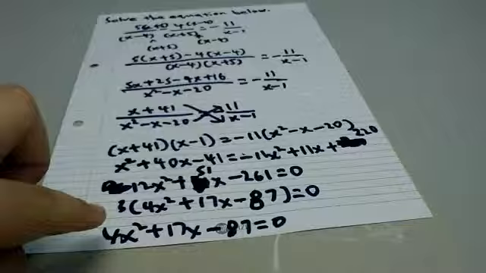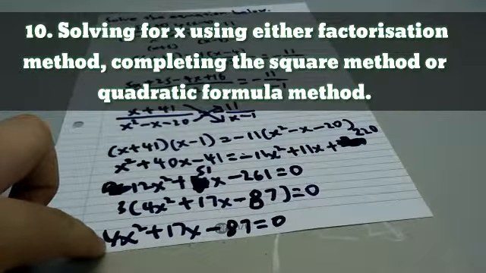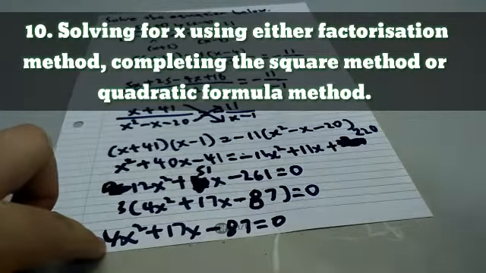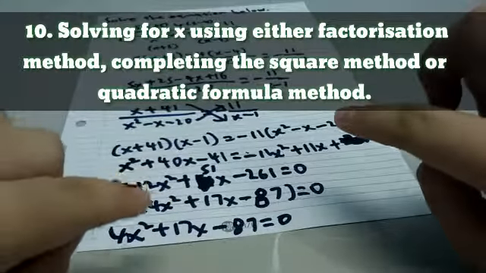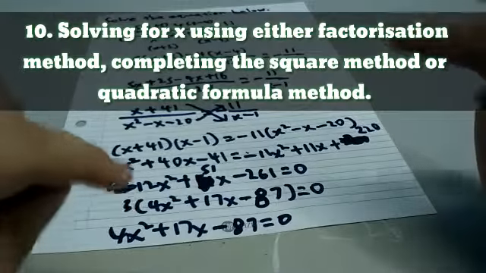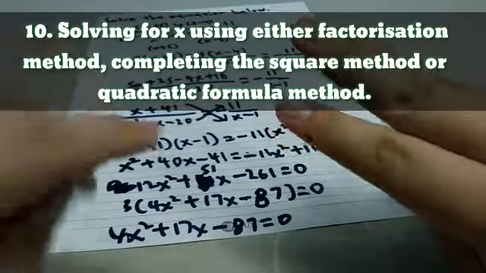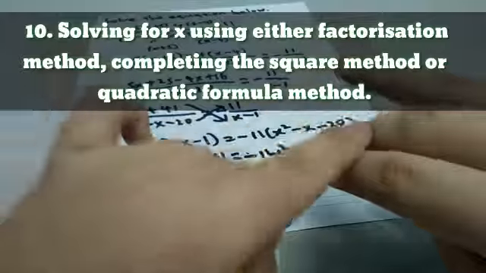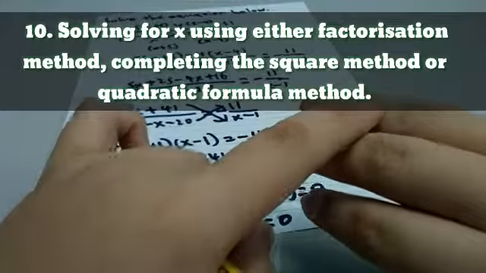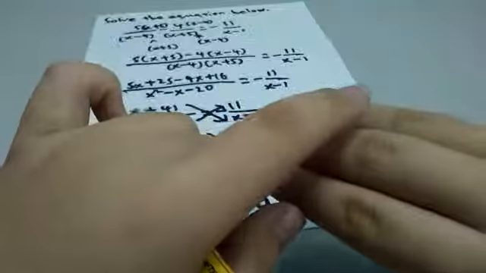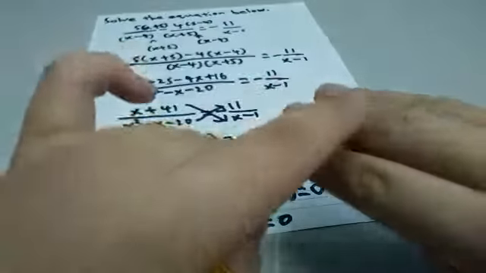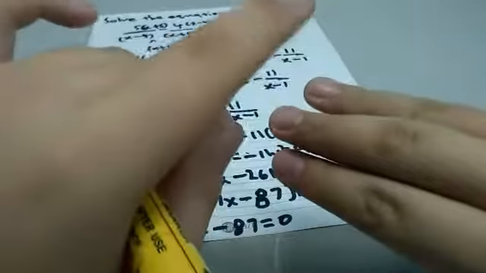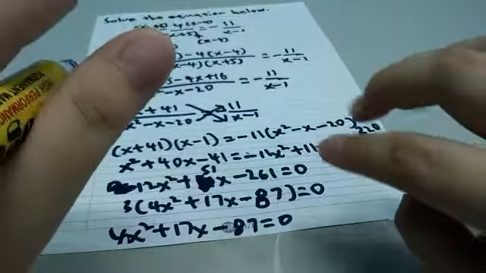So I'm going to take this equation, and then we're going to use all of these 3 methods to solve the quadratic equation. We have 3 methods, which are the factorization method, the completing the square method, and the quadratic formula method. If you didn't see my solving quadratic equations tutorial for all of these 3 methods, please check it. So let's proceed to the factorization method.